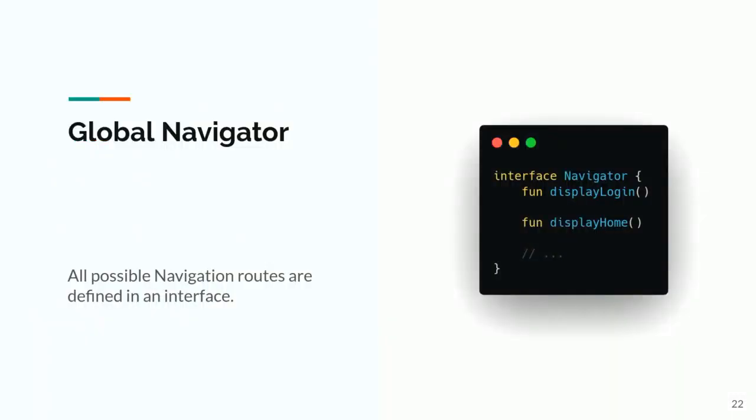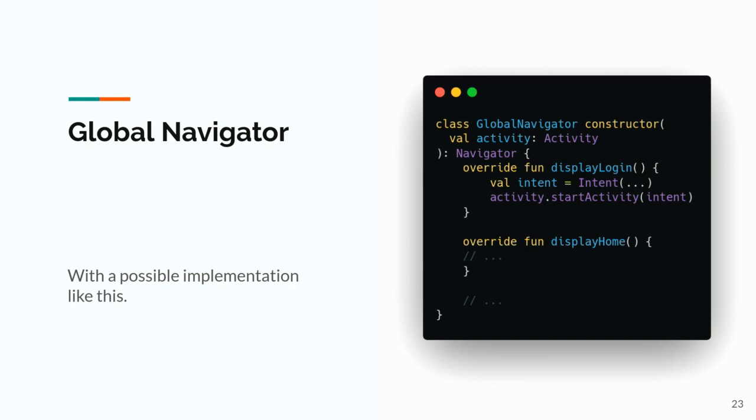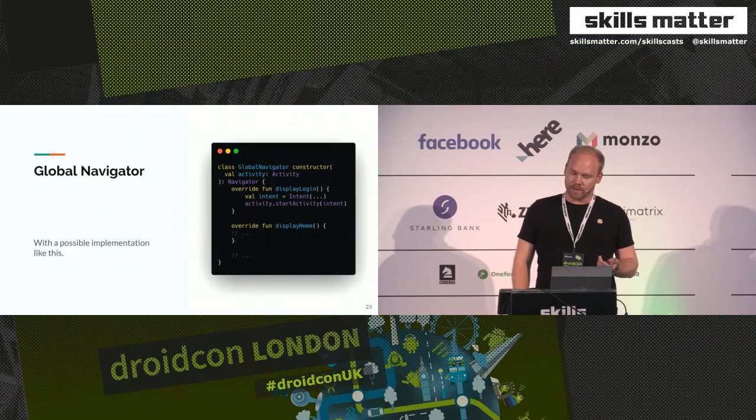To kind of get rid of this, we can move towards a global navigator. For this, we would create an interface that maybe exists in a core layer of the application that exposes functions to navigate the user to every screen available in our application. An implementation of the global navigator could look like this. Pretty straightforward. It implements an interface, and in this case, since we are doing activity navigation, we just pass in an activity, create an intent, and then start the intent.